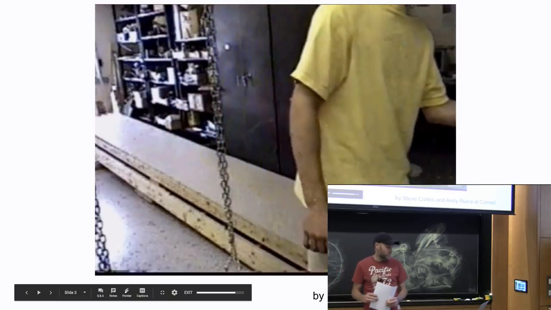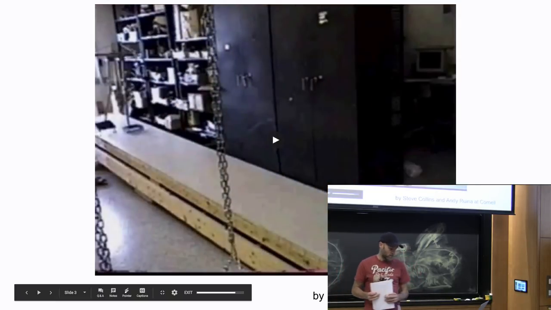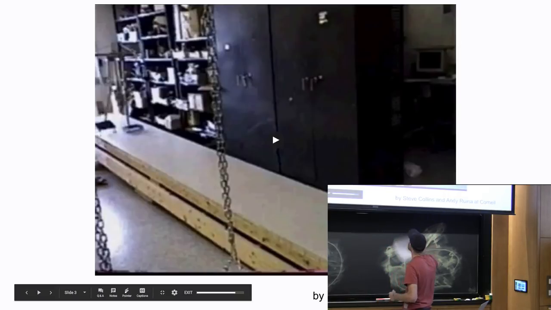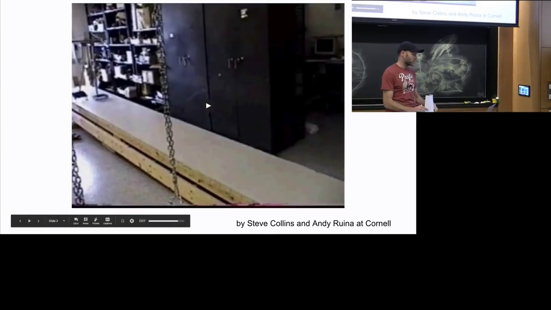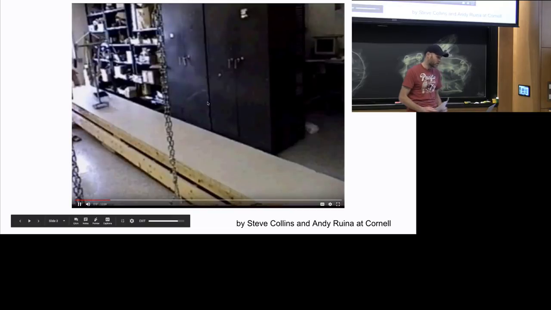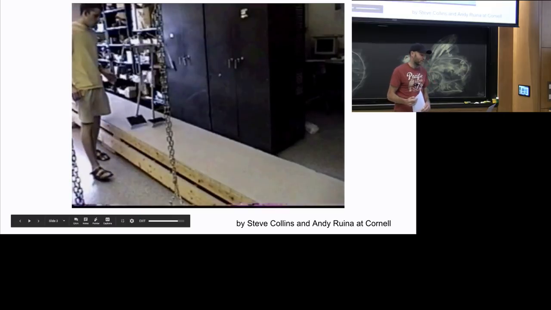This is something built by Steve Collins, who's now faculty at Stanford, but he built this as his undergraduate research project. No pressure. Andy Ruina is an awesome advisor he had at the time. He's done many, many things pushing the field forward in dynamic walking. So again, this has got no motors, no controllers. Put it on top of a small ramp, give it a push, and it just falls down, powered only by gravity.